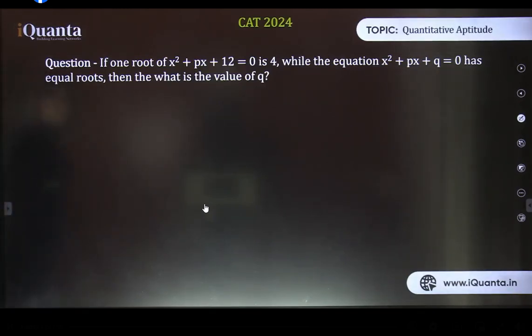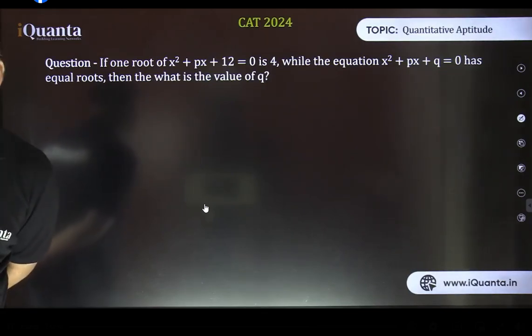Question says, if one root of x square plus px plus 12 equals 0 is 4, while the equation x square plus px plus q equal to 0 has equal roots, then what is the value of q? 49 by 4. As always, Kavya Mishra is the first one to answer, followed by Aratrika.